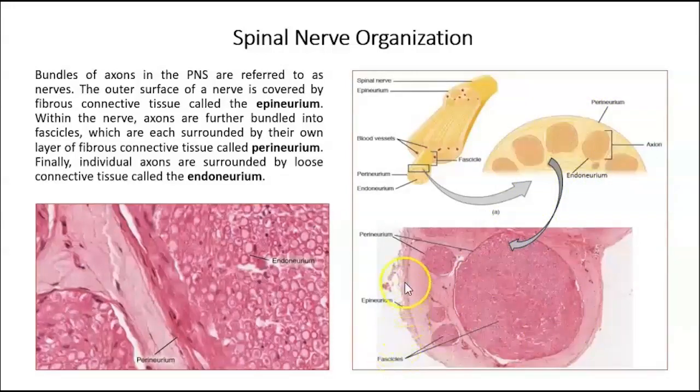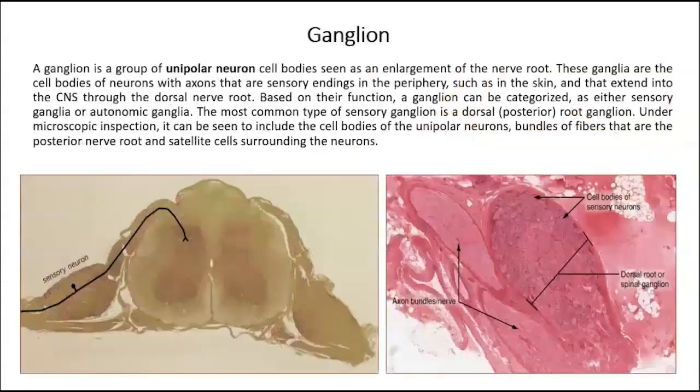Fascicle is covered by perineurium. And all these fascicles are covered by epineurium. Ganglion. Ganglion is a group of neuron bodies. Right here, you have a larger image of the cell bodies. A ganglion is always posterior. Sensory is always posterior. Anterior is always motor.